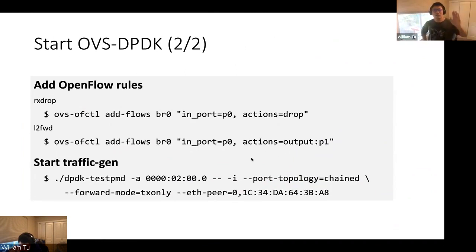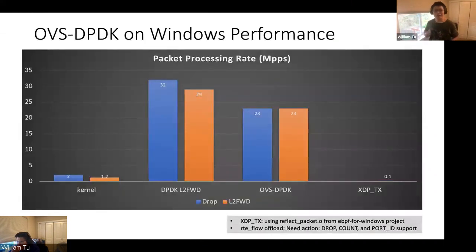At another server which runs a Linux traffic generator, we just use DPDK testpmd, which has a TX-only mode that just sends 64-byte UDP packets at full speed. So this is the result I got.